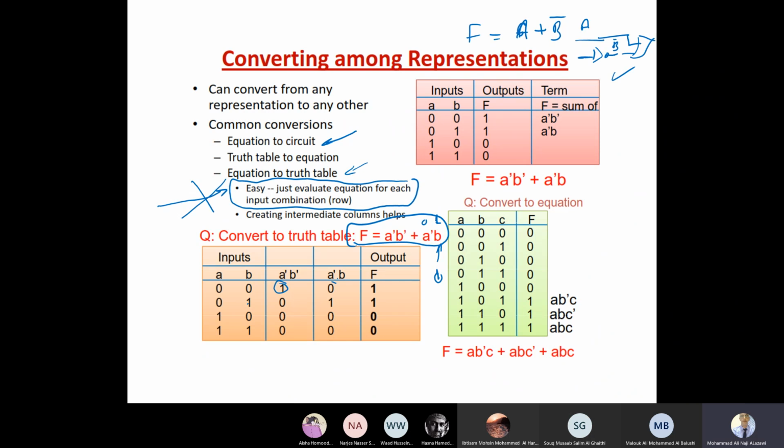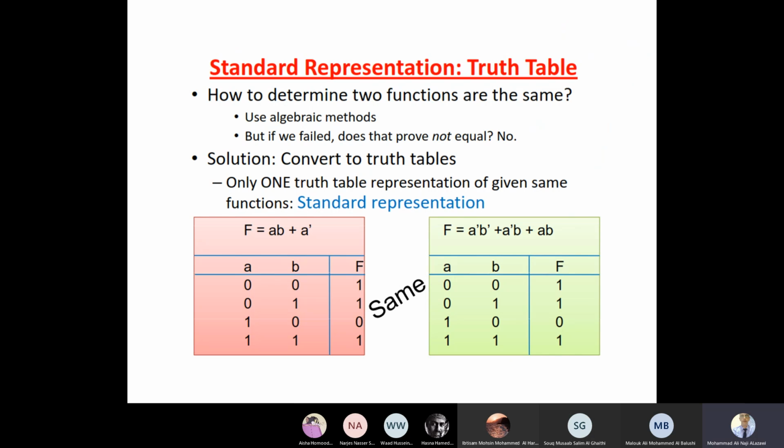All right, so let's take the first example. I will show you how to solve examples like this. I have two kinds, or you know, it's better to wait till I explain the sum of product and product of sum. Keep it for the next discussion. So, standard representation, the truth table. How to determine if two functions are the same.